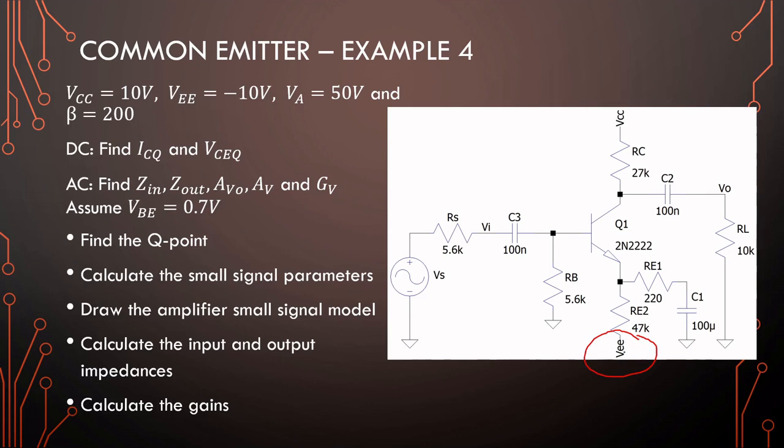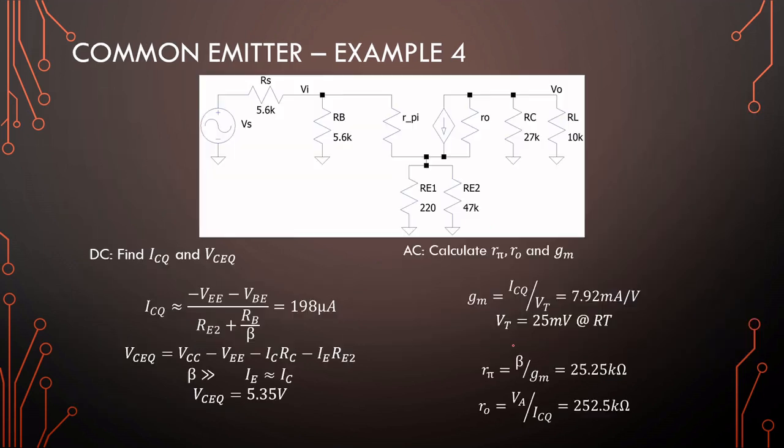Now, DC analysis shouldn't be a problem anymore. These capacitors become shorts, the voltage sources become grounds, this capacitor becomes a short, and RE2 is now in parallel with RE1. So in the small signal model, these two will be in parallel, but if RE2 is much greater than RE1, we will mainly just see the effect of RE1.